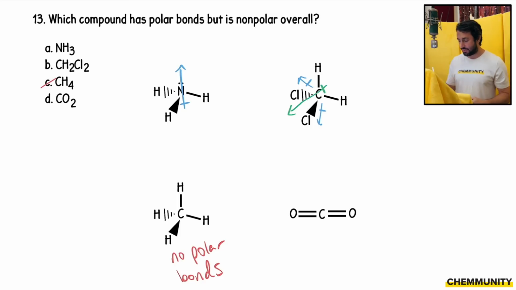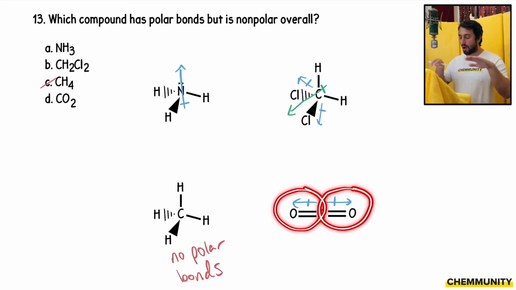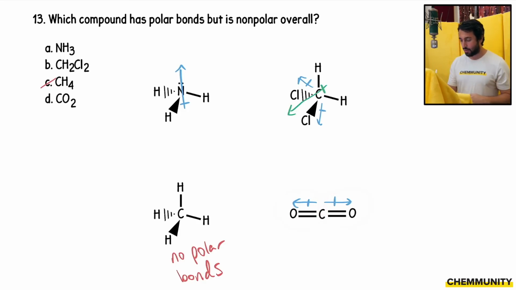But if we get to CO2, we have a polar CO double bond. We have a polar CO double bond going the other way, but because they are equal in magnitude and precisely opposite in direction, this is going to be nonpolar overall. The only way for this to have been polar is if the bond dipoles were not of the same magnitude. So for example, if we replaced one of these oxygen atoms with a sulfur atom, then we would retain some overall dipole because the magnitudes would be different.